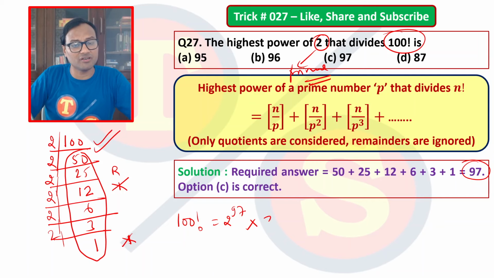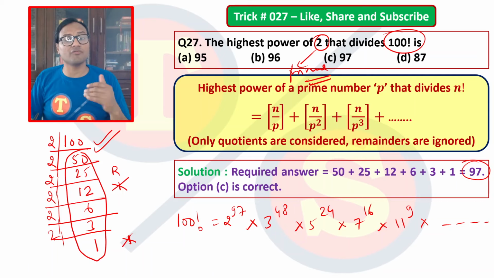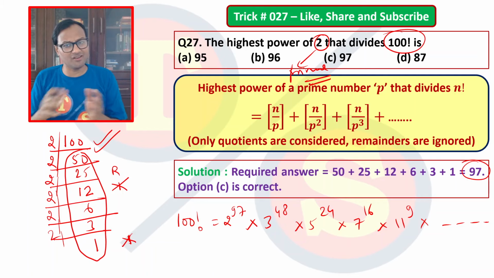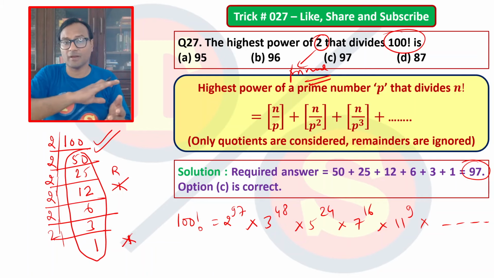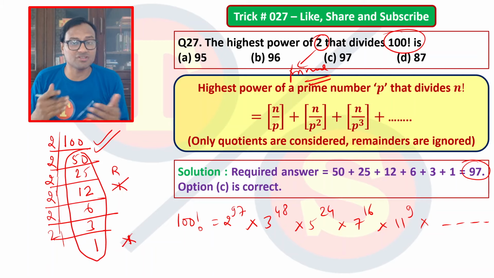You can calculate that 3 to the power 48 will be there. 5 to the power 24 will be there. 7 to the power 16 will be there. 11 to the power 9 will be there, and so on, right? So you can find out the powers of all the prime numbers less than 100 in its factorization. So definitely in 100 factorial, we will get all the prime numbers less than 100 with some power over them. And that power is known as the highest power because that divides 100 factorial completely.